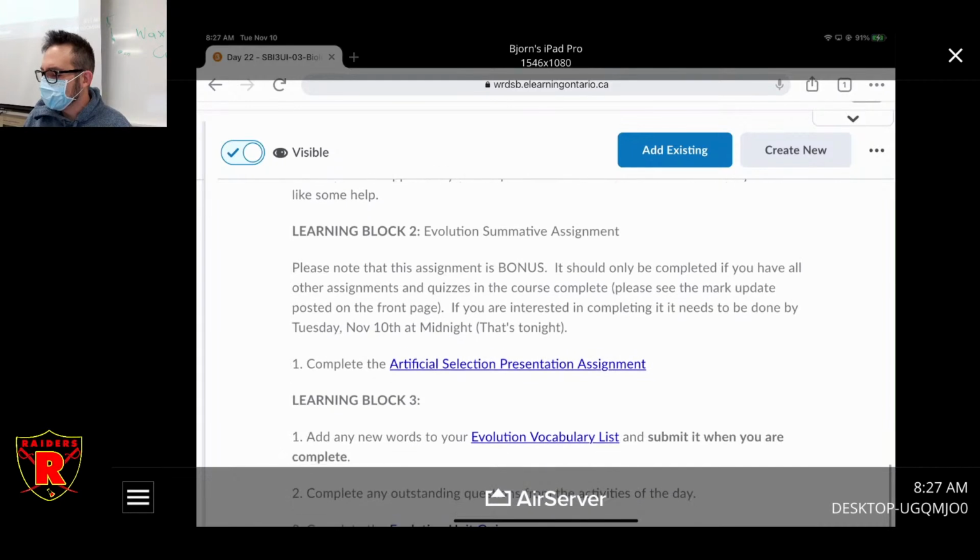In block 2, you have some choices. If you are done everything, you really are done everything, you've looked at the list, you've handed in all the assignments, you've done all the quizzes, you can complete this evolution assignment. I'm going to go through it with you in a second. Some people probably will choose to do that. If you're looking over your mark summary and your quiz marks, and you're like, oh, I bombed this quiz, I'd really like to get not a 55, consider it an option for you.